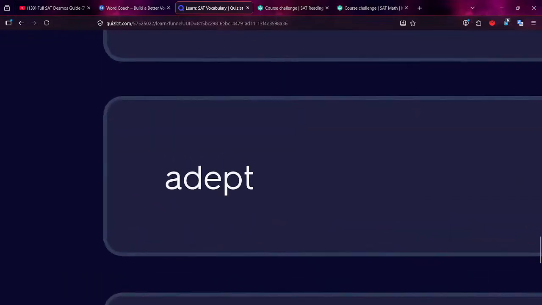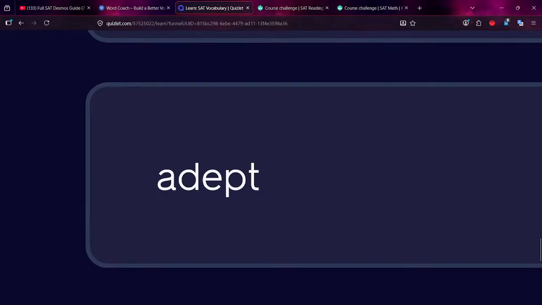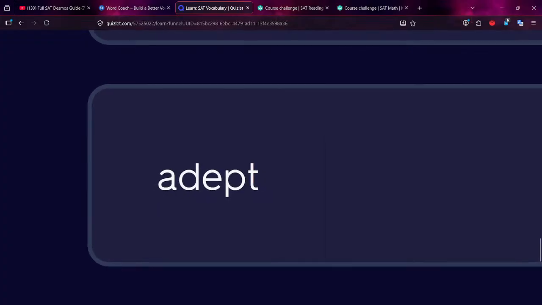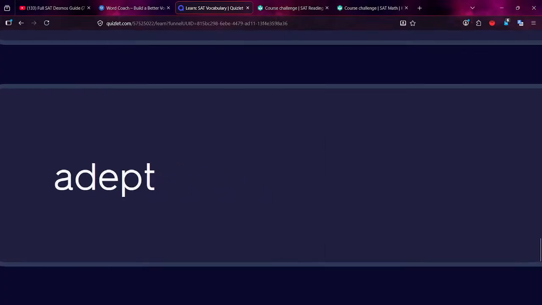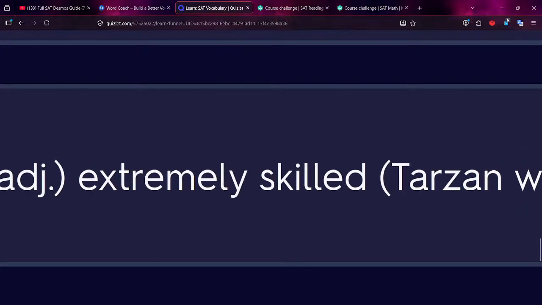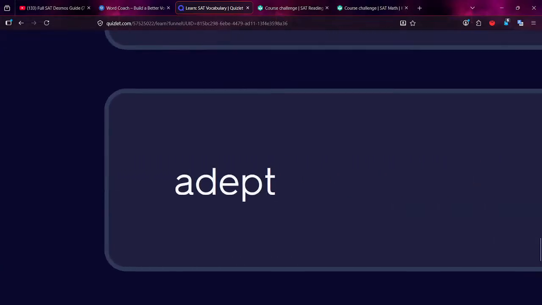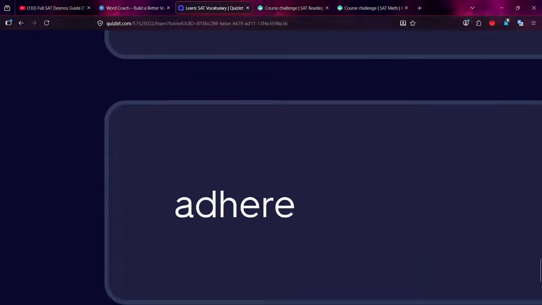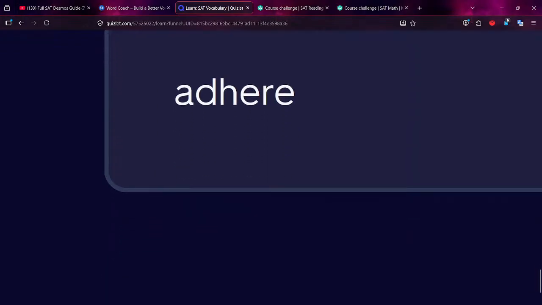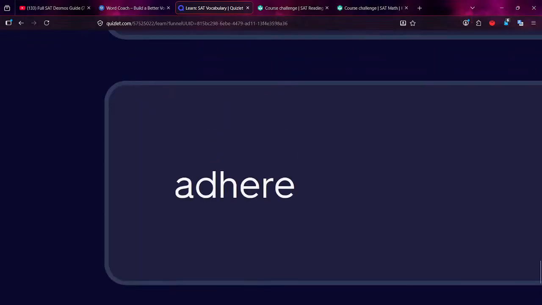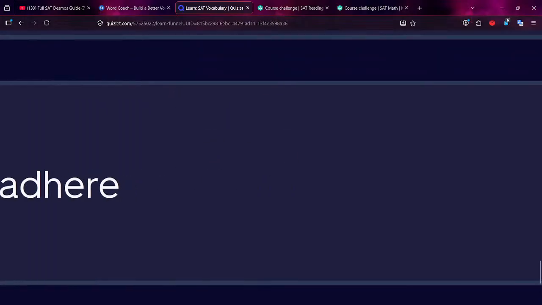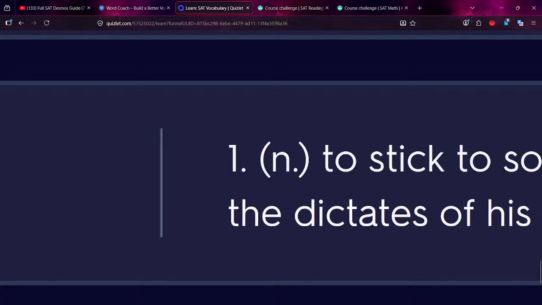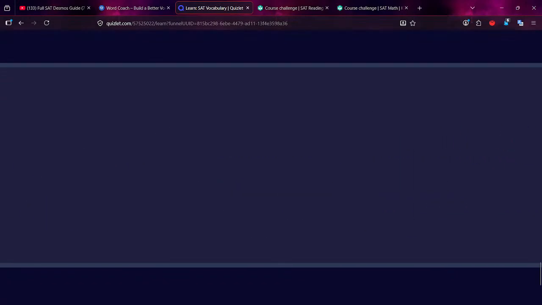Adept is like, I guess it's similar to acumen, like you're good at something, extremely skilled. Acumen means you have insight, I guess, and adept means you're good at it. And then finally adhere is like stay close with something, or be glued to something. Yeah, to stick to something.